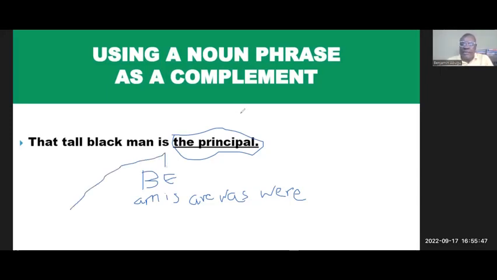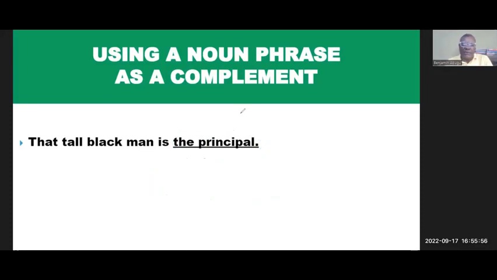Okay, so, well, let's erase this and then analyze the sentence. Okay, and look at the complement, what it is. Now, that tall black man is the subject. Then we have the verb and we have the complement. So this is subject, this is verb, and this is complement. So as I earlier said, every sentence in English has a definite structure. The structure of this sentence is SVC, where S stands for subject, V stands for verb, and C stands for complement. So those are the various functions that you find the noun phrase performing in English sentences.